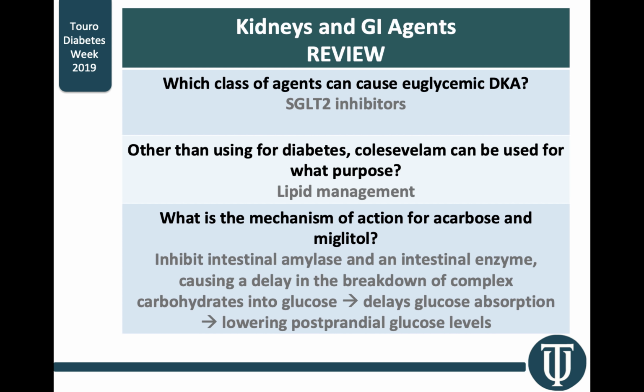So they are alpha glucosidase inhibitors, so they would inhibit the intestinal amylase and also other intestinal enzymes, right? And that would cause a delay in the breakdown of carbohydrate into glucose. That would then lead to the delaying of glucose absorption in the gut. Then that will help with the postprandial glucose absorption.